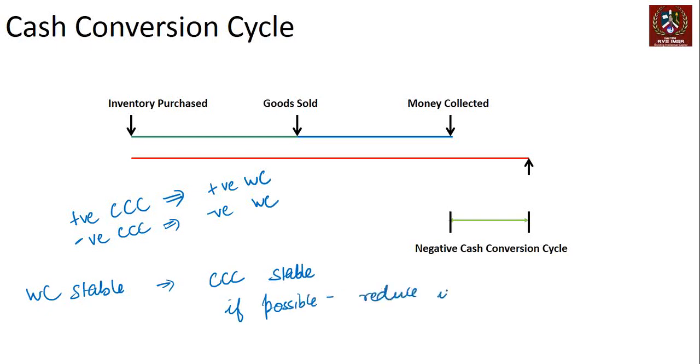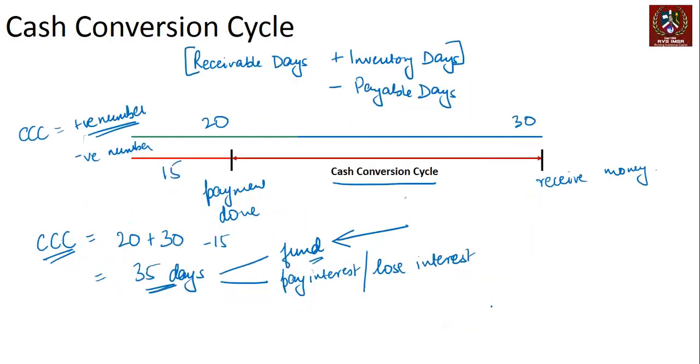Reduce it by choice. We will once again use the term choice here, because you want to do it. You want to reduce the period for which you are funding the money. In the first case, we were looking at 35 days as the cash conversion cycle. I want to reduce it so that I collect money faster. But we need to do that by choice.